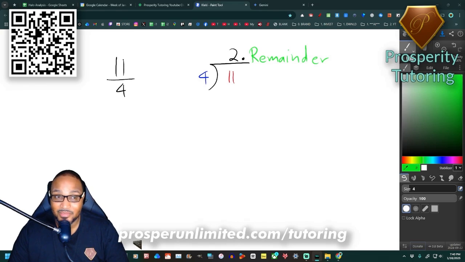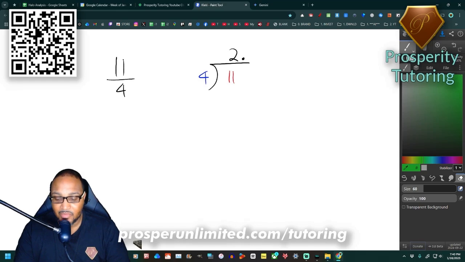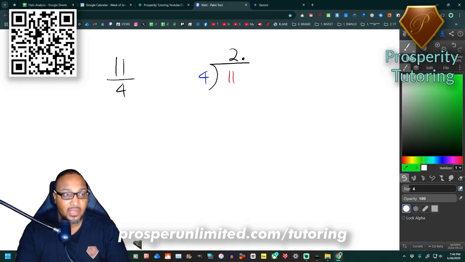So let's see, where's the remainder going to be? Well, the greatest factor of 4 that fits into 11 is 2. So we're going to take the 4 and multiply it by the 2 in order to get 8. And we're going to put the 8 below the 11. And then we're going to subtract. 11 minus 8 is 3. So is 3 the remainder? No, we have to repeat the process.